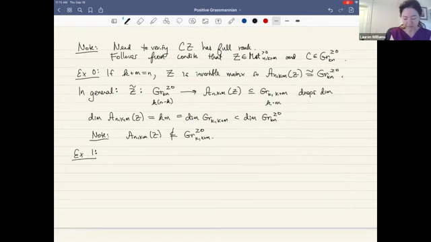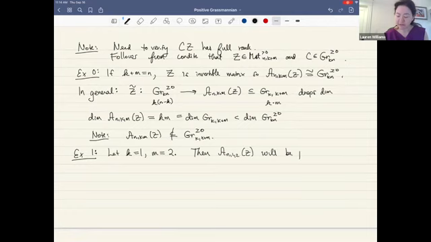So let's let K be 1 and M be 2. And then the claim is that the amplituhedron will be a polygon viewed in projective space. So let me explain why this is true.